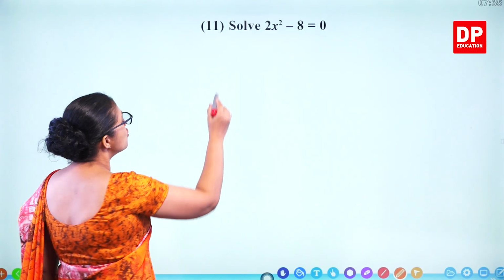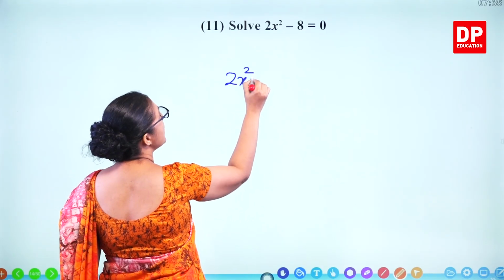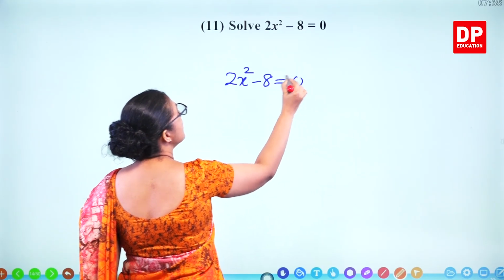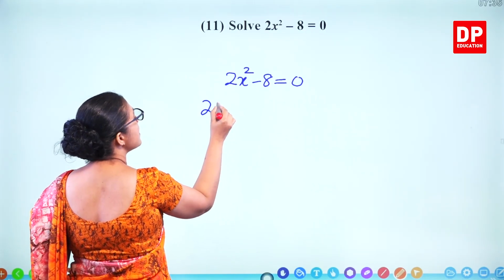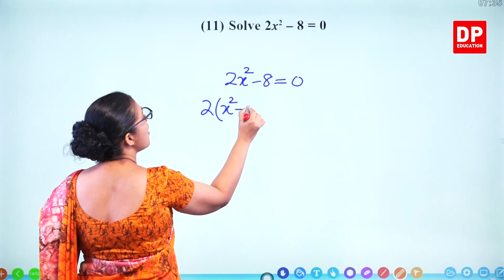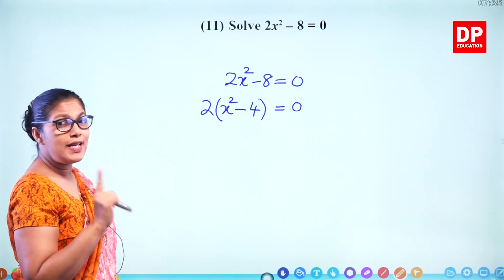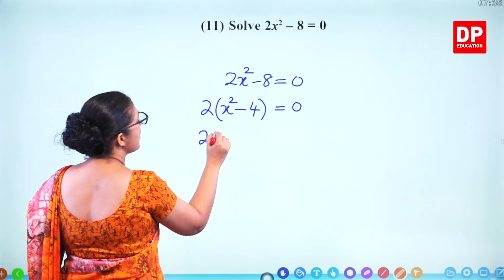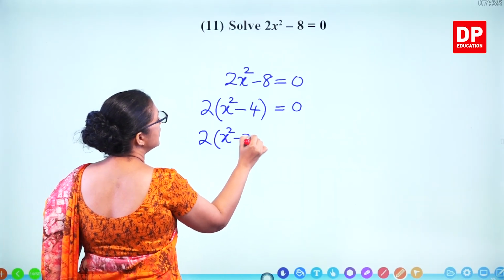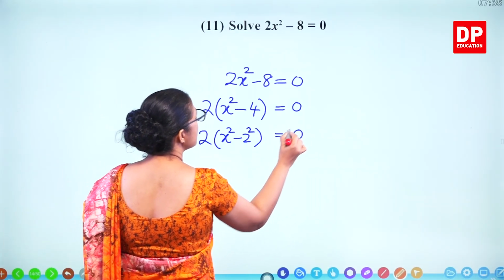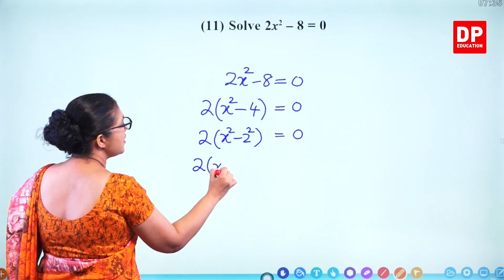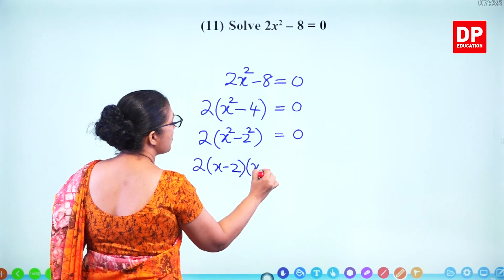Solve 2x squared minus 8. So you can factorize. Take 2 out, you get x squared minus 4. What is the difference between two square terms? You can factorize further. So what are the factors? X minus 2 and x plus 2.